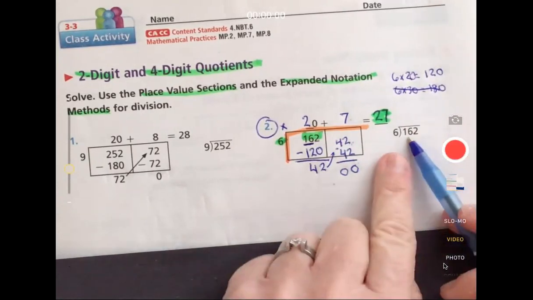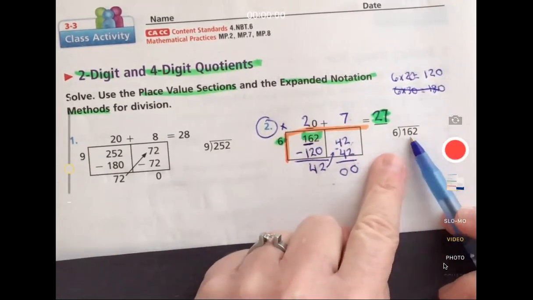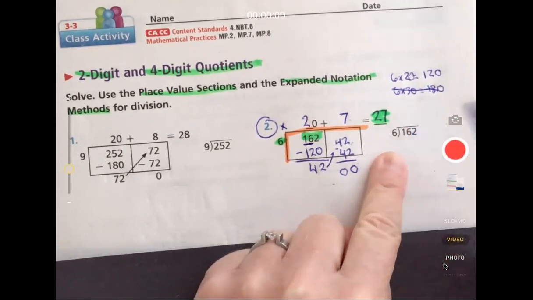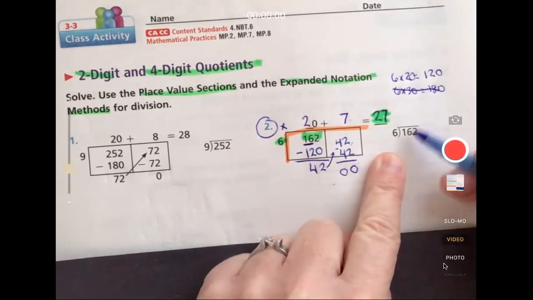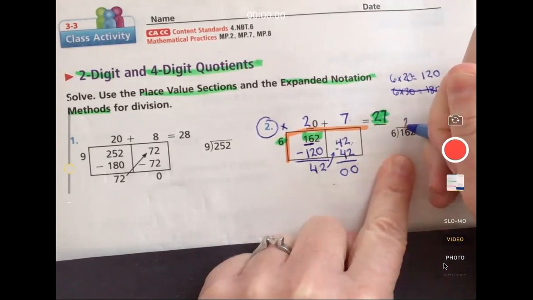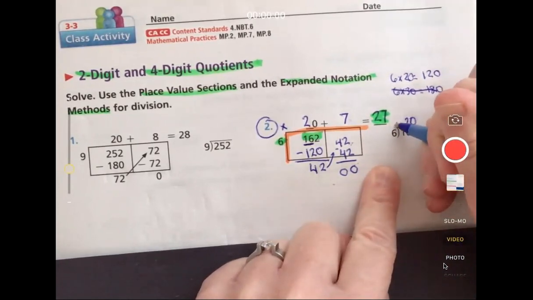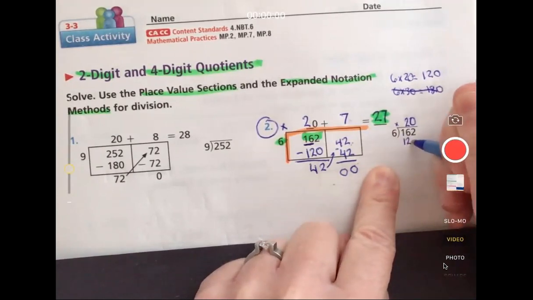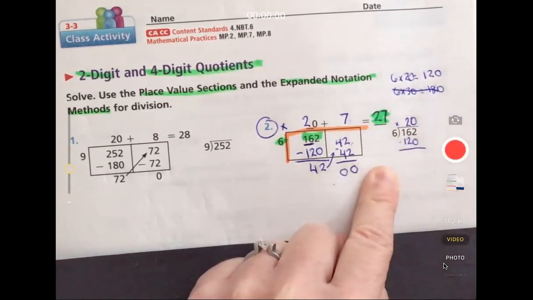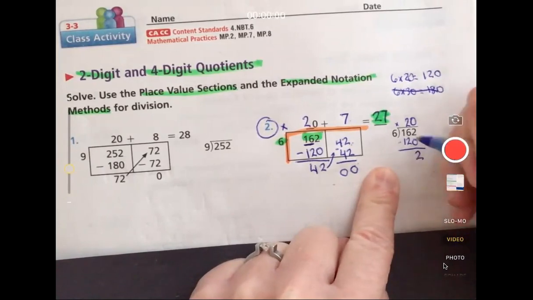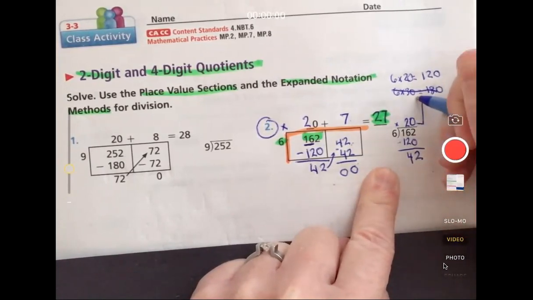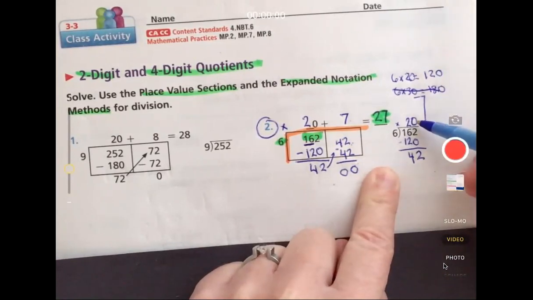Now, if we're doing the expanded notation, here we go. We're going to build up on top. So we said 6 times 20. So 2 times 6, that was 12, and we put a 0 in, so 120. Then we subtracted. Okay, so remember, here we are. We're going to build. When we do our expanded notation, we go up and we go down.